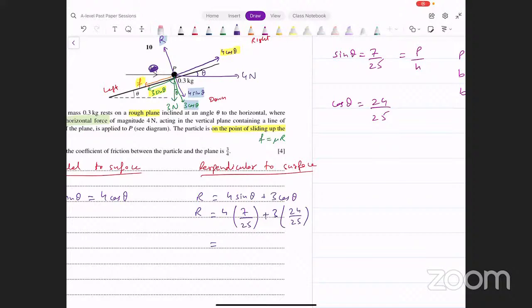4 into 7/25 plus 3 into 24 divided by 25. That's 4. R की वैल्यू 4 आ गई यहाँ पे.